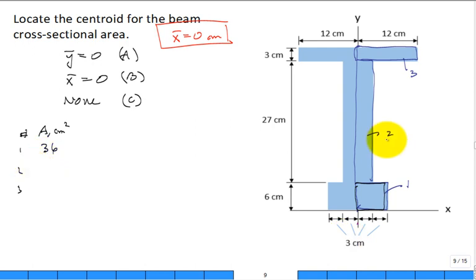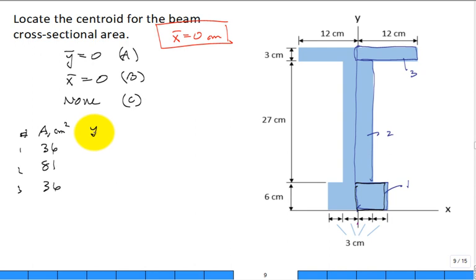Okay, how about this one? What is the area of 2? 27 times 3, right? So let me move here. That's 81. And what is the area of the third? 36. Very good.